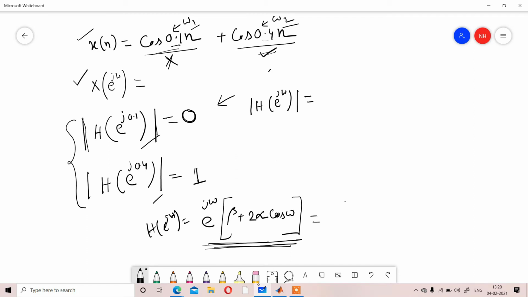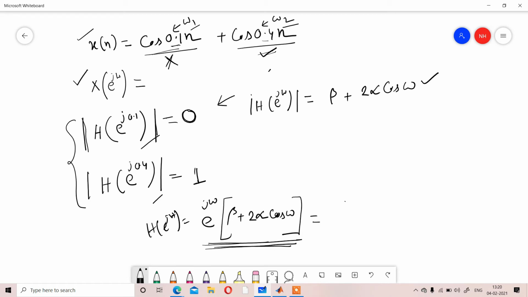First, what you have to do is represent it in the format a + jb, and then simply take the root of a squared plus b squared. If we do that, the magnitude that you will get is beta plus 2 alpha cos omega. Simply represent e^jω by cos ω plus j sin ω and put it into a + jb format. Then the magnitude will be root over a squared plus b squared. I think you can do that, and you will get that result, beta plus 2 alpha cos omega.